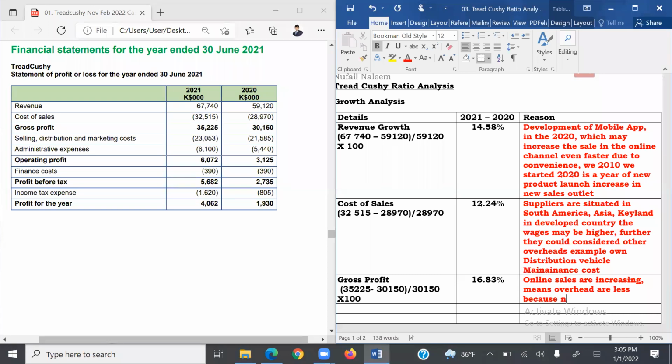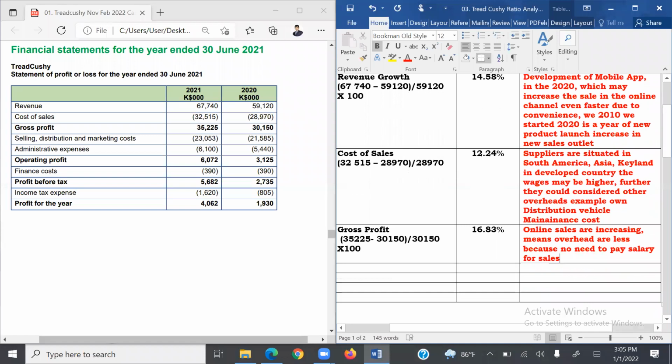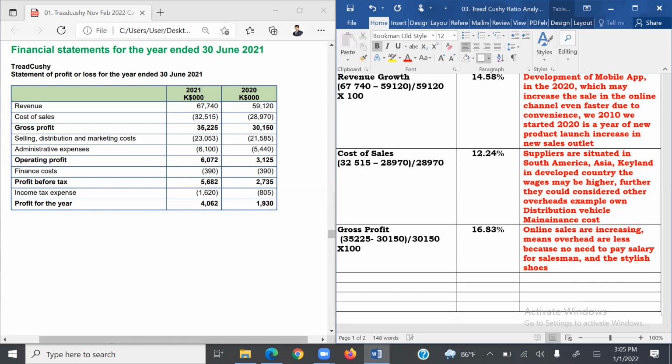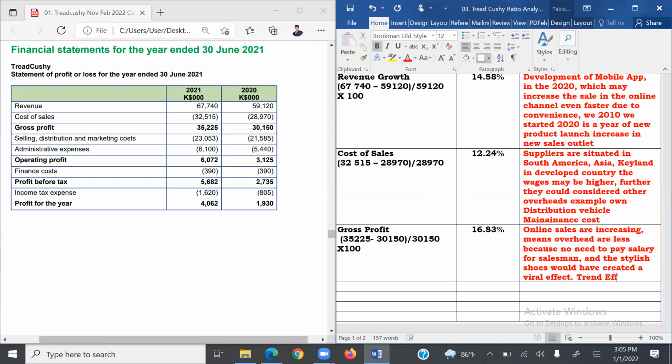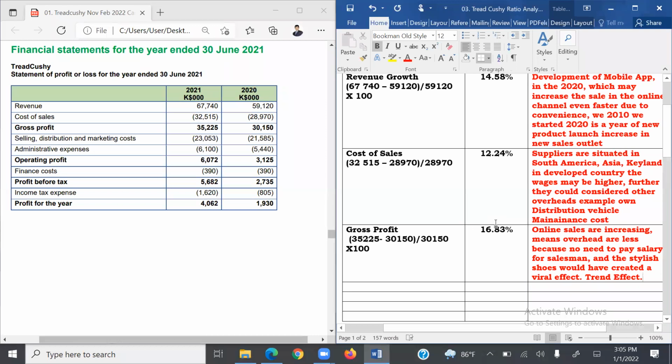Because there is no need to pay salary for salesmen, everything goes directly to the people. So it's very easy in that as well. Another thing I can say here is that the stylish shoes they have produced would have created a viral effect. That means people love to buy that stylish shoe. So I can say trend effect. In simple language, we can say trend effect. So that is the reason again why the gross profit margin would have gone up.